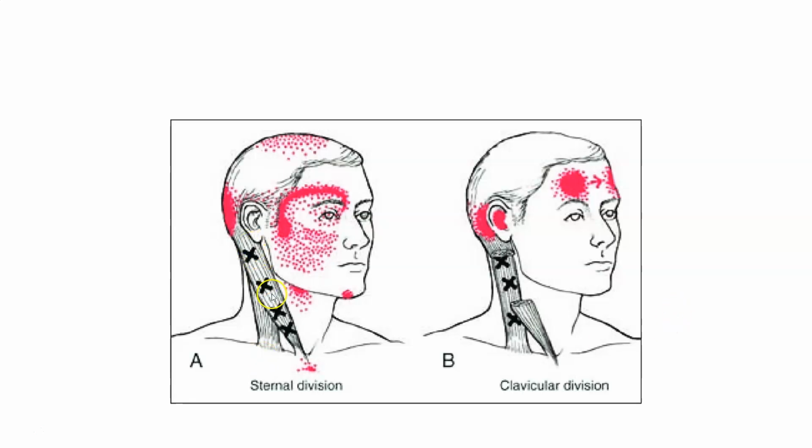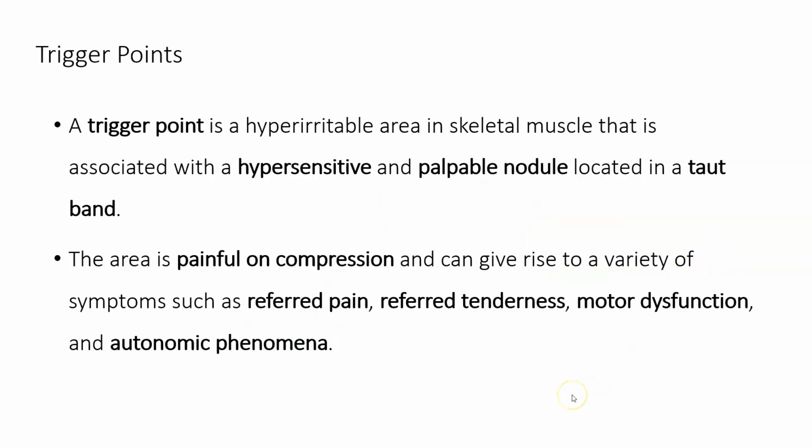So the question is then, how do we use these techniques to resolve these trigger points or remove them so that the patient no longer has these symptoms? We have to remember, we don't remember because I haven't taught it to you yet, so we'll talk a bit about it, I apologize. A trigger point is considered a hyper-irritable area in skeletal muscle that is associated with a hypersensitive and palpable nodule located in a taut band.